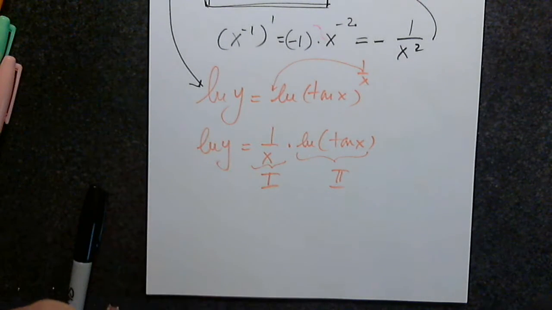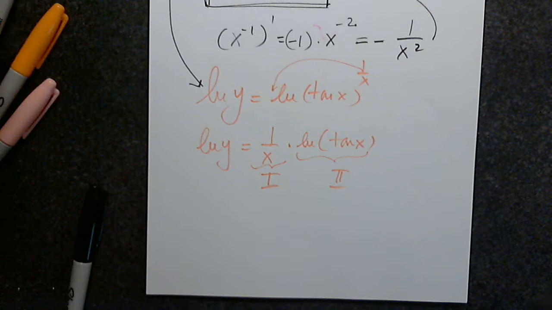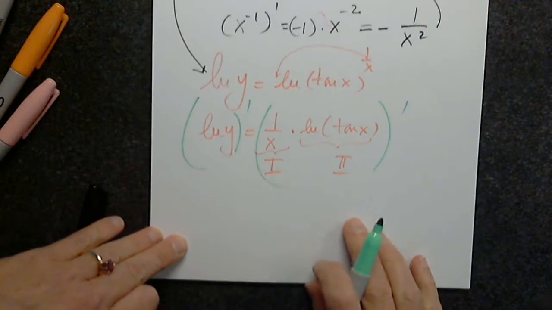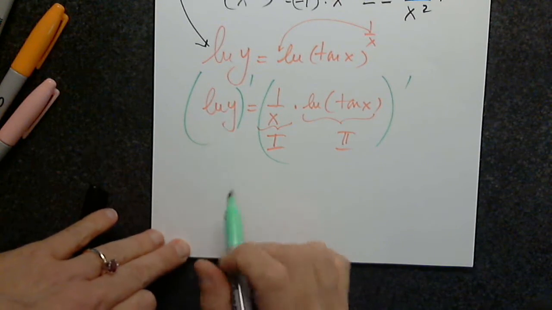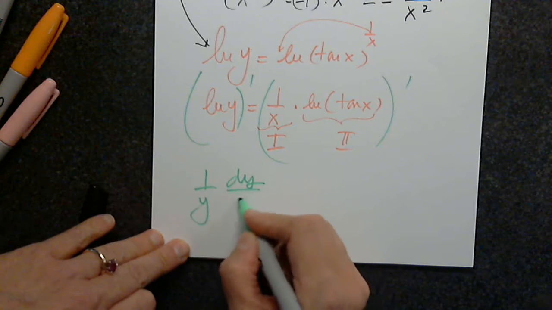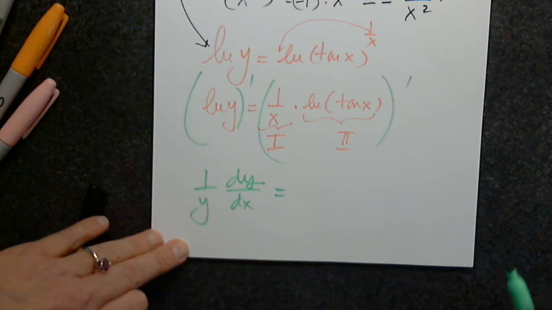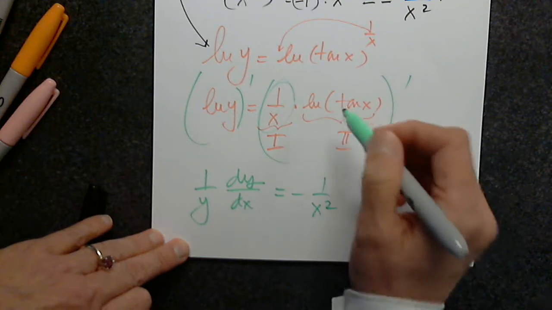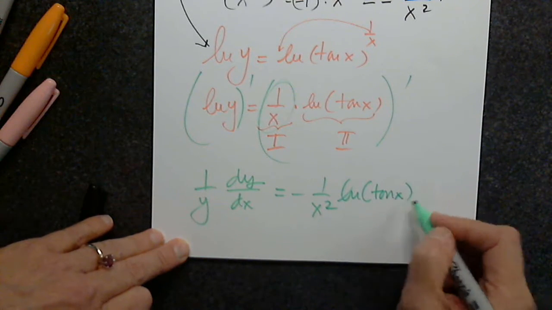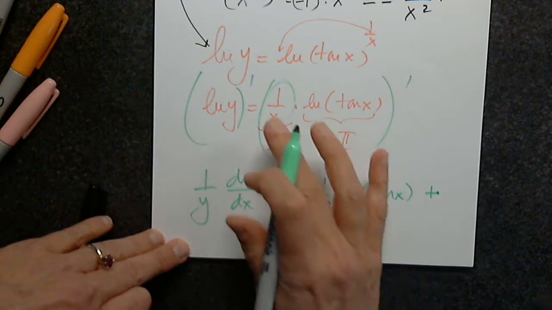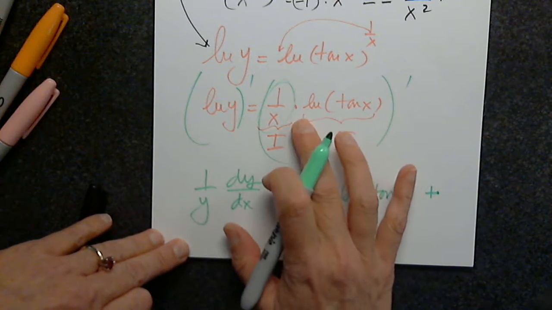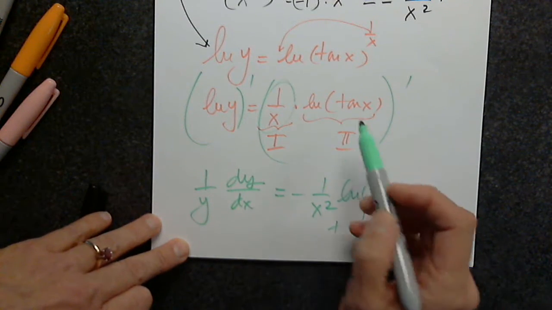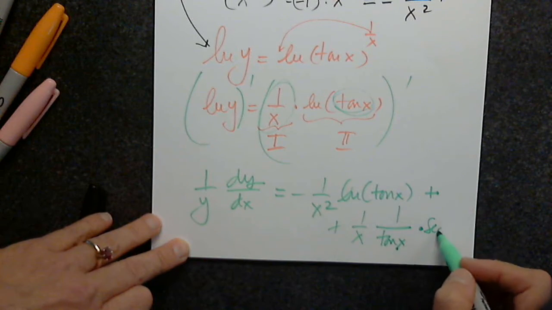The next step is what? Can anyone tell us what to do next? Differentiate, exactly. Very good. Differentiate. The left-hand side, implicitly, 1 over y times dy over dx equals the first function prime, which we already know now, negative 1 over x squared, times the second one, plus 1 over x. I copied the first, but now I have to differentiate natural log of tangent x. It's 1 over tangent x times the inner function prime, which is secant squared.